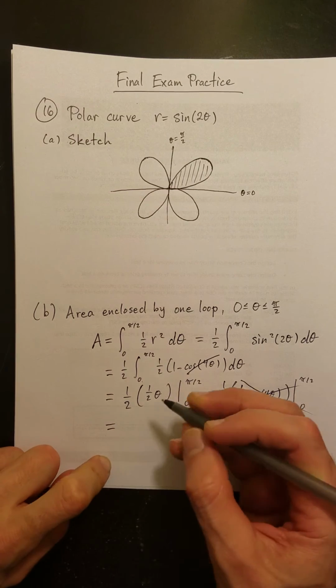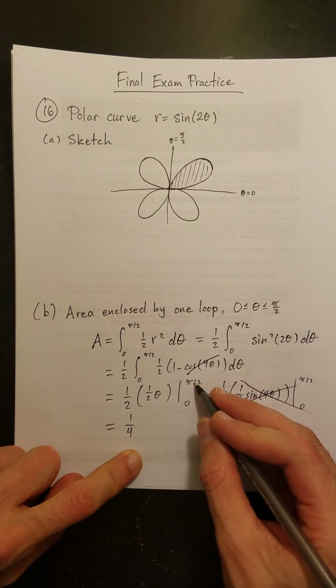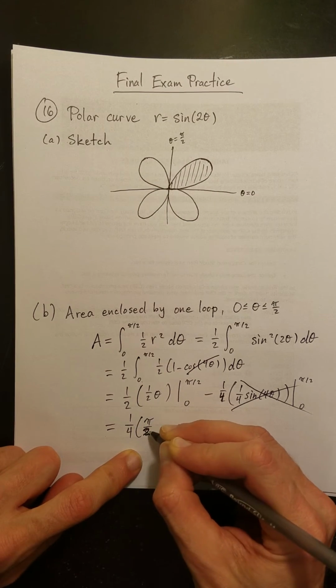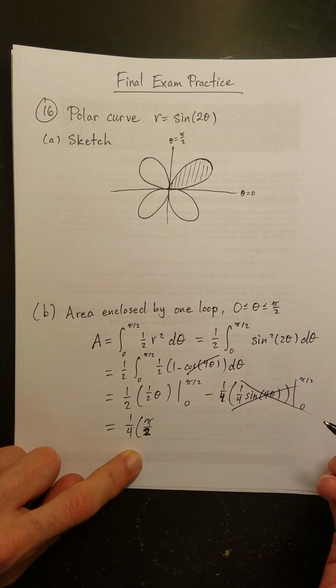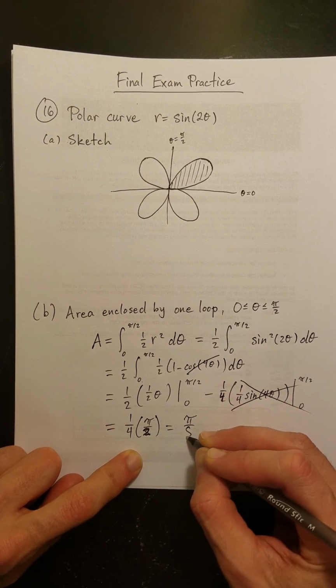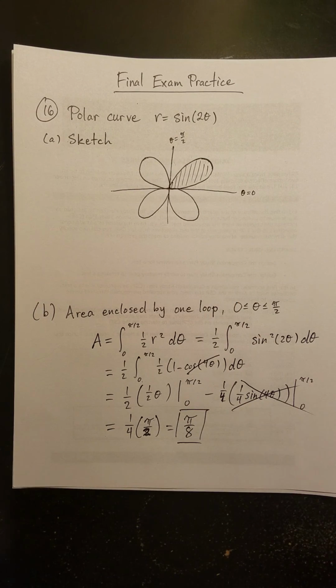So what we're left with is 1/4 times theta. So theta is pi over 2. And then evaluating at 0, of course, I get 0. And so this is ultimately equal to pi over 8. All right, so that's the area of one of these leaves of our beautiful four-petaled flower.